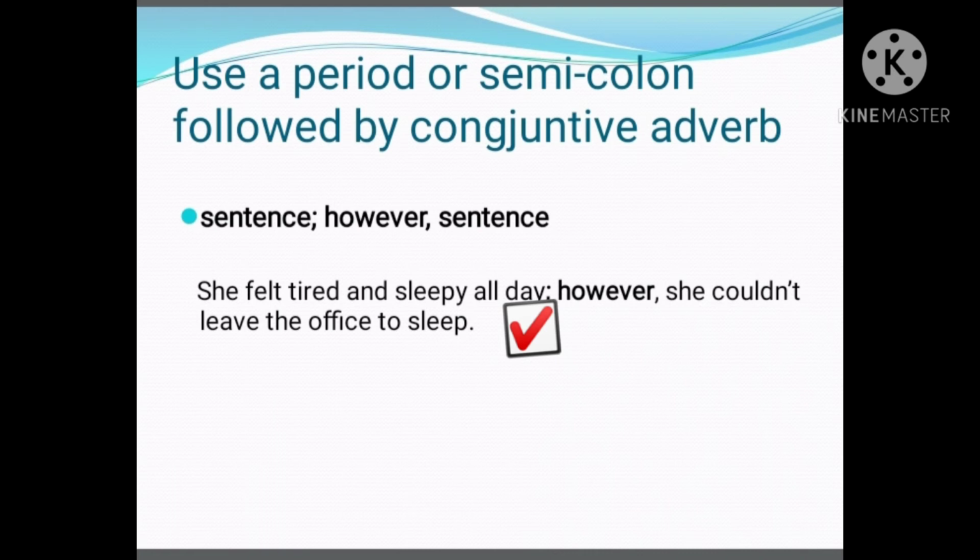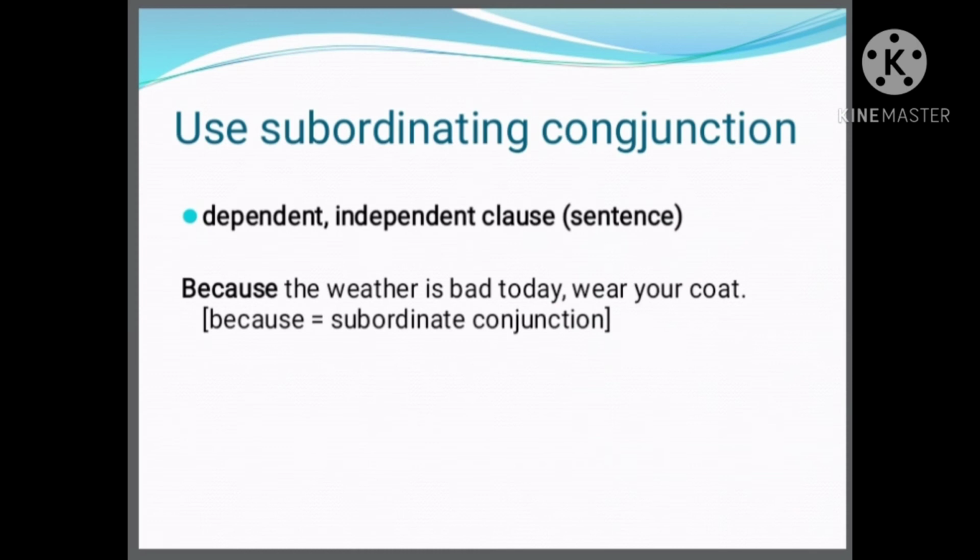Sentence, however. For example, she felt tired and sleepy all day. However, she could not leave the office to sleep. And the last, use subordinating conjunctions: dependent clause, independent clause. For example, because the weather is bad today, wear your coat. Because is a subordinating conjunction.